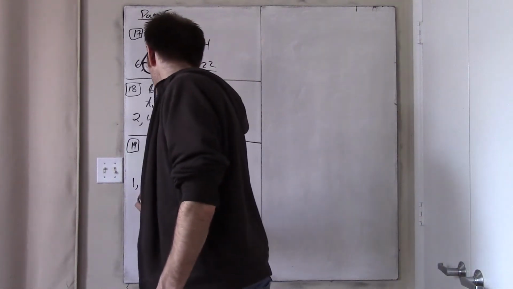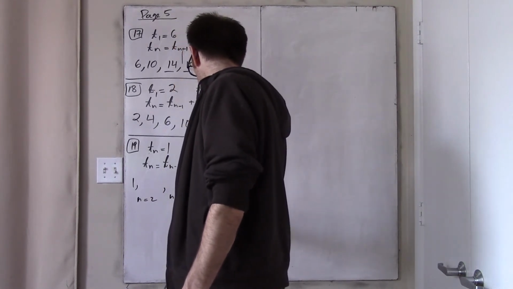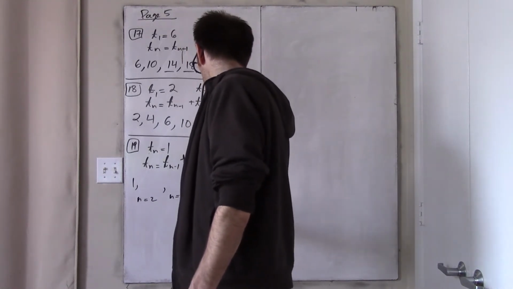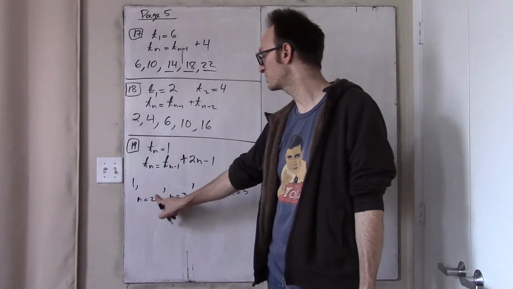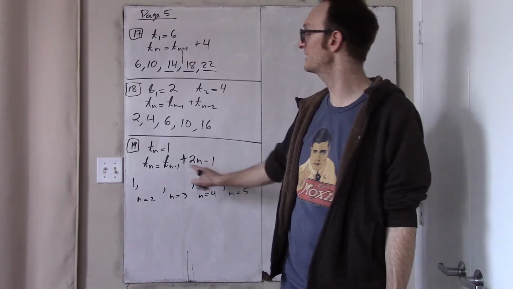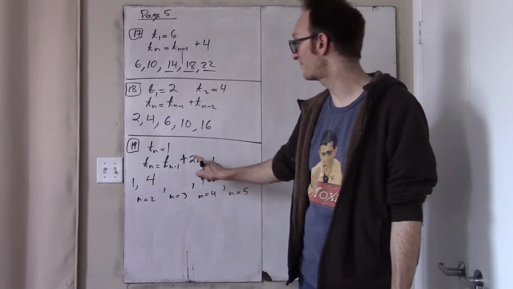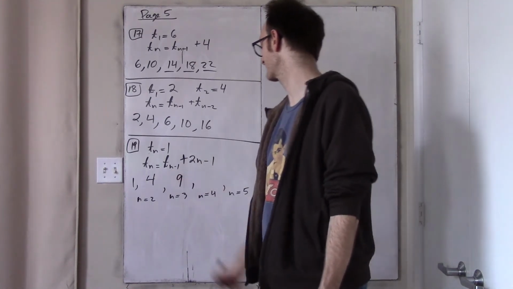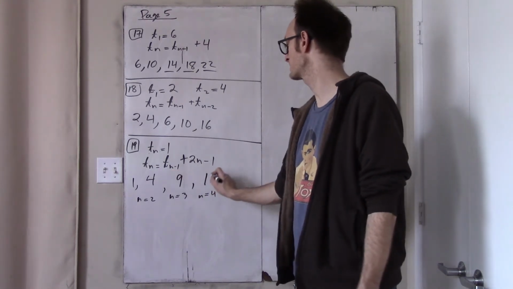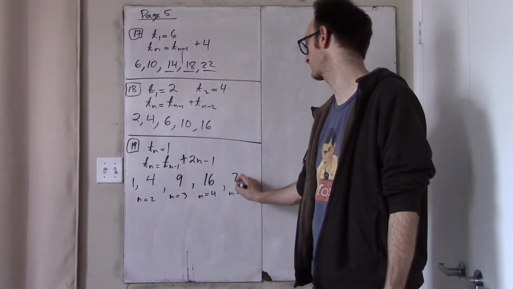So maybe I should just write this down, right? And this is when n is 2, this is when n is 3, this is when n is 4, and this is when n is 5. So, boom, boom, let's go. When n is 2, I'm supposed to add 3 to the previous term. So that's 4. But when n is 3, I'm supposed to add 5 to the previous term, so that's 9. When n is 4, I'm supposed to add 7, so that's 16. And when n is 5, I'm supposed to add 9, so that's 25.